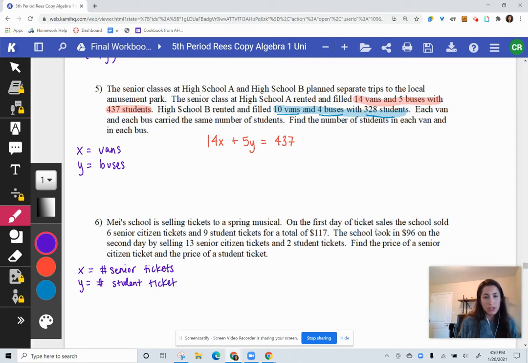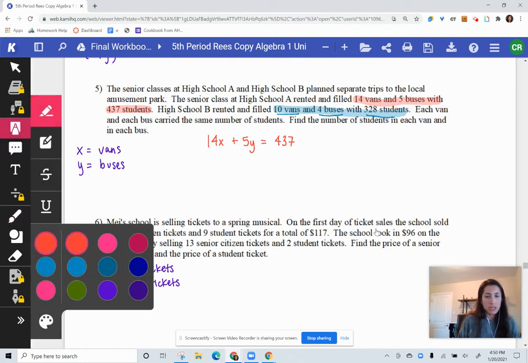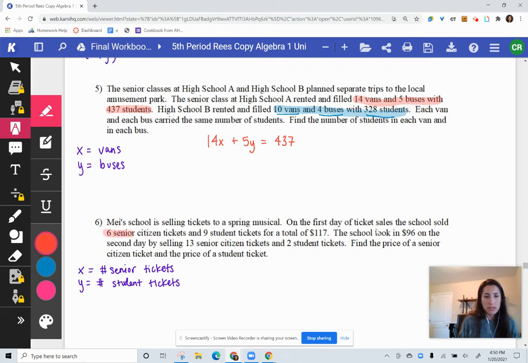And then you're going to create two equations for each scenario here. Okay, I will highlight one situation in one color. So we've got 6 senior, 9 student, and we have a total price there. And our other situation, 13 senior, 2 student. And that was 96 for that price. 96 was that price for that day.